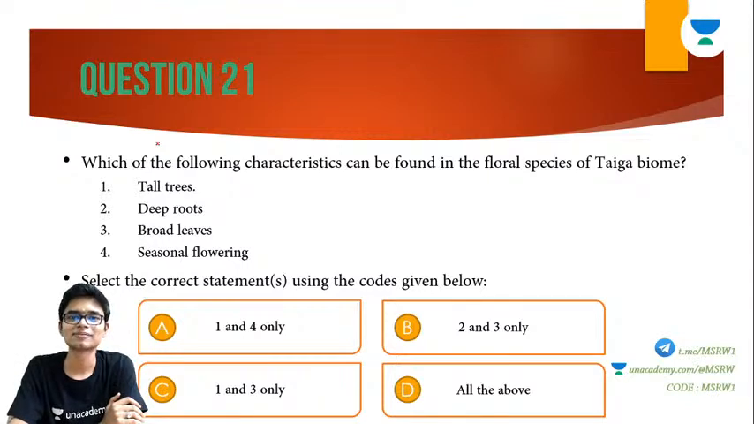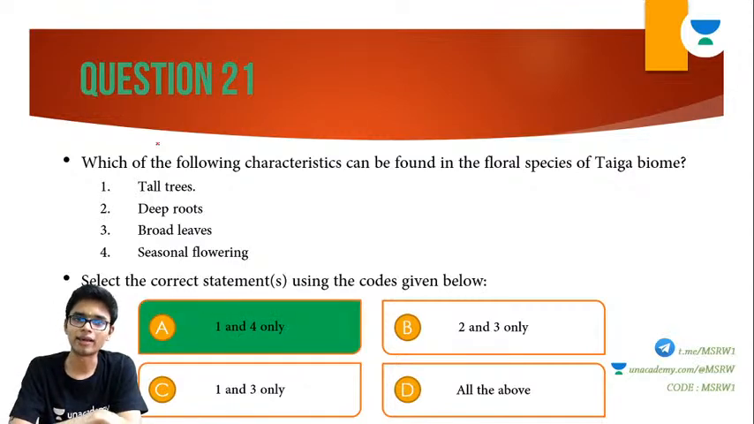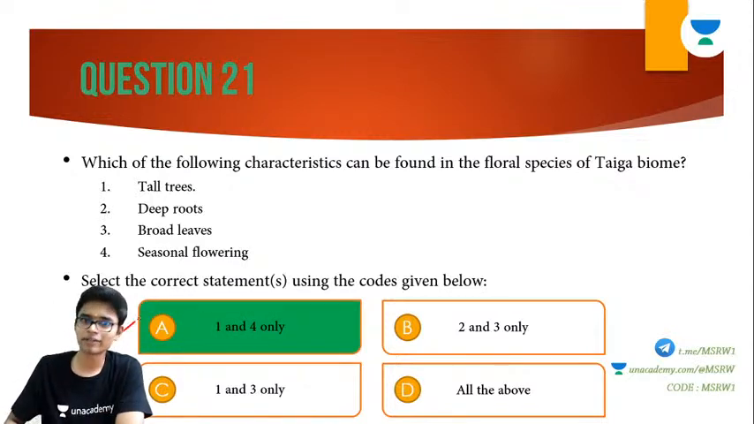Any guesses? Okay, Sauhagya is saying all the above, D. Others? Once I get a couple of answers, I will explain. Okay, Seema also saying D. So, the correct answer is actually option A, 1 and 4 only. I will tell you why.